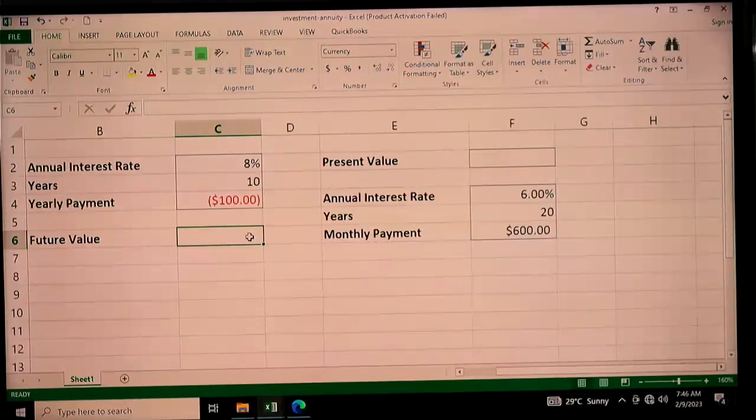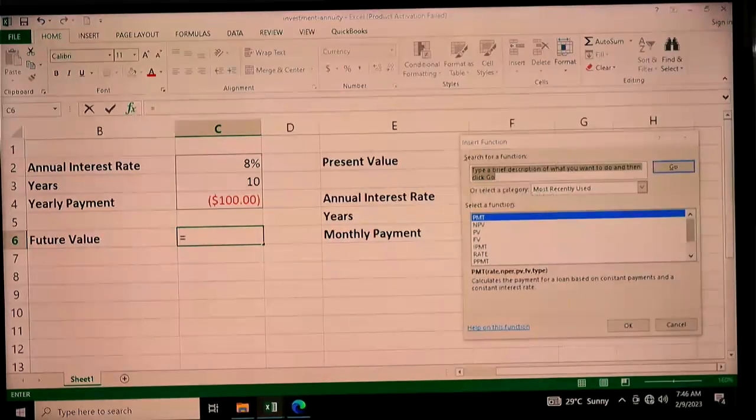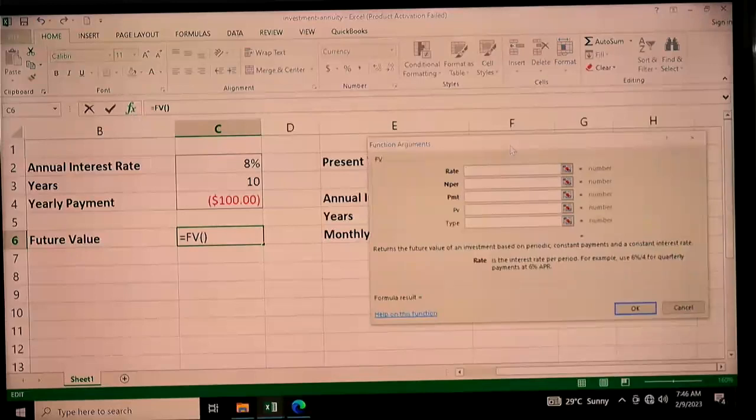So you are going to insert the function FV, that is future value. You can either type it directly or you can click insert function above here. You look for the function. If it is not there, you search for the function, and it will appear down here. You can select it. The function returns the future value of an investment based on a periodic constant payment and a constant interest rate. Then you select the rate. The rate you are given here is 8%.